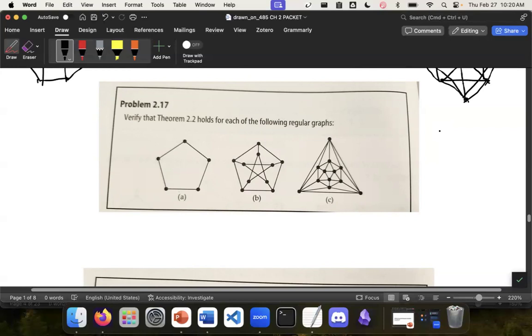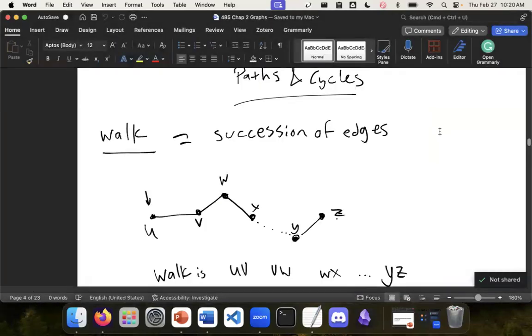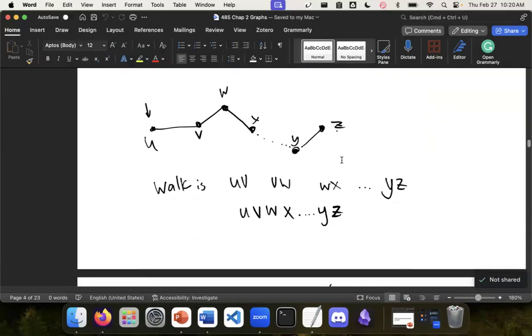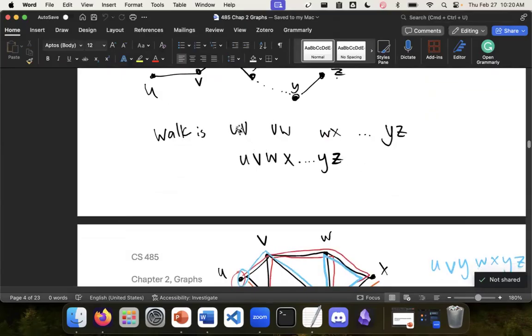Okay, cool. So let's review a little bit. Last time we talked about walks, paths, and trails. Walks are just a succession of edges, where we can write it as pairs of edges, or we could just smush all the vertices together and write it like that. And then just assume when you go from one vertex to another, you take that edge or one of the edges if there's multiple.